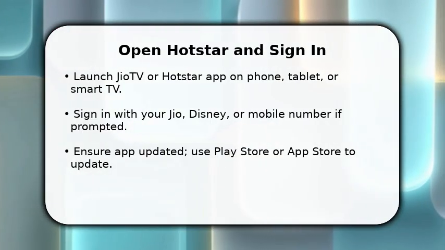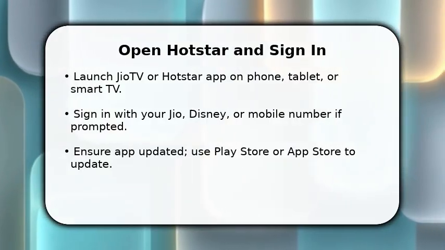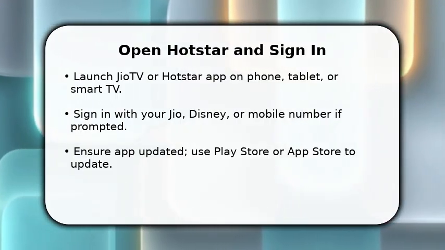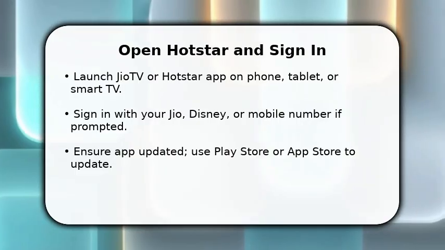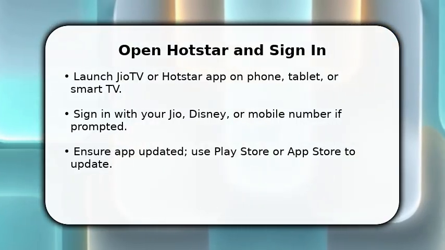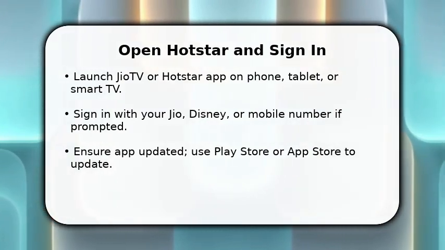If you're on TV, switch to the Hotstar app inside Jio Set Top or Smart TV Launcher. For mobile, grant permissions if requested so search suggestions work. This first step exposes the top navigation ribbon where the search control resides. Don't skip signing in, because recommendations and search placement can change when anonymous.